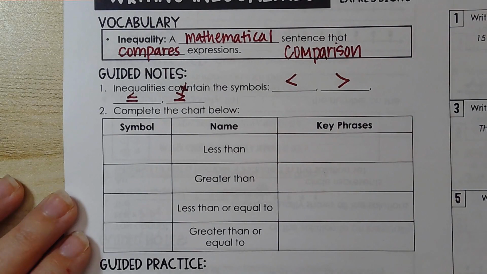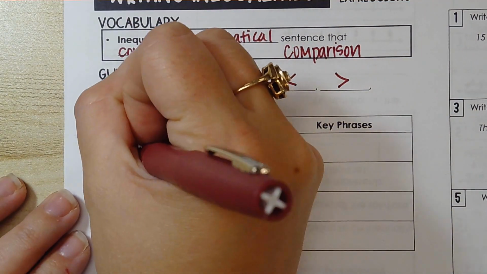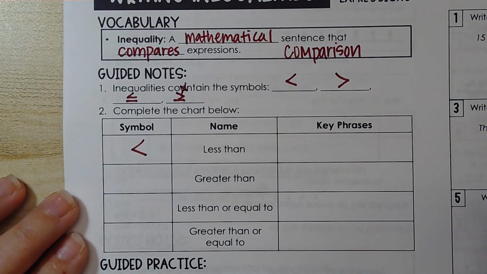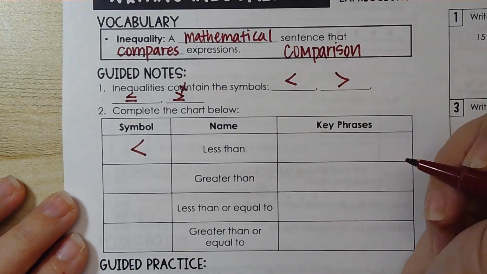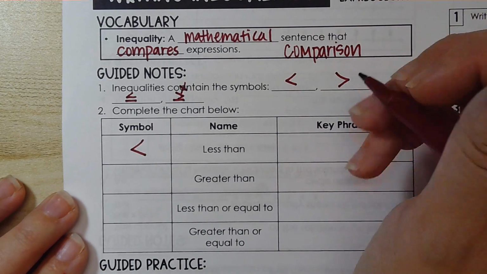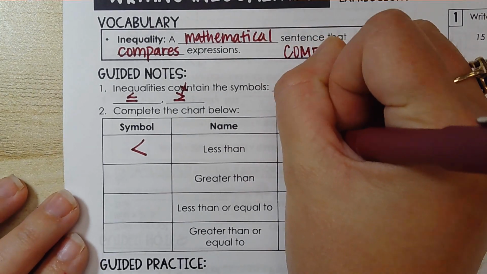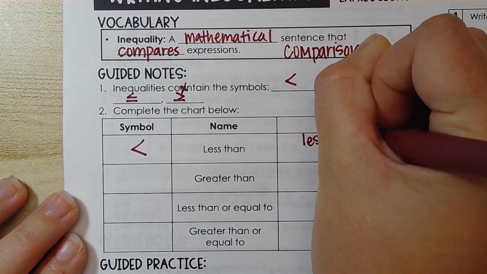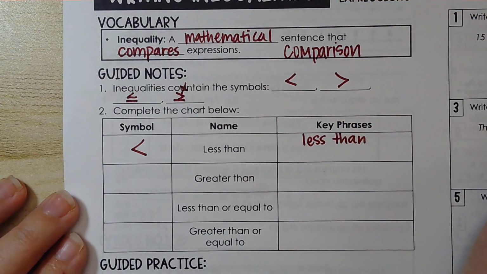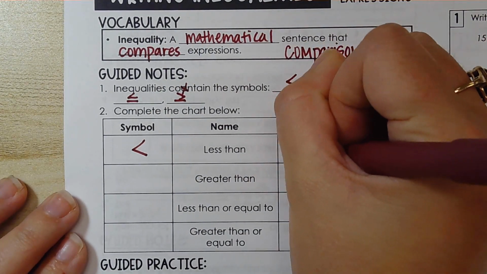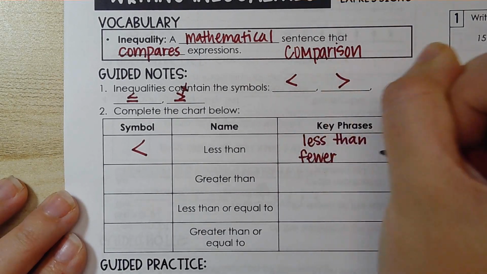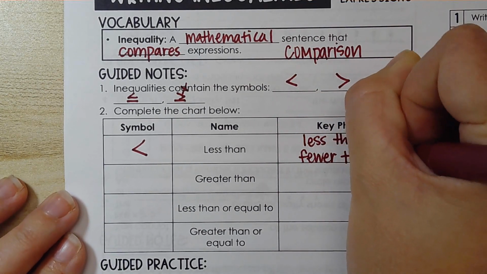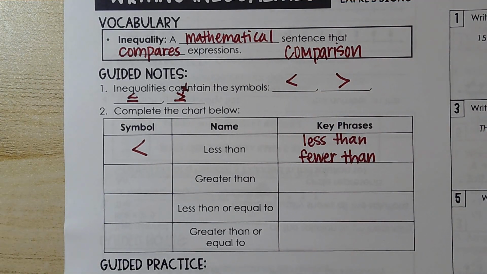So number 2. We're going to complete this chart. So the symbol is less than. And some of these key phrases that you would see for less than are less than, or fewer than. And we've talked about these two phrases before in other lessons, when it meant subtraction, and when it meant a switch phrase.